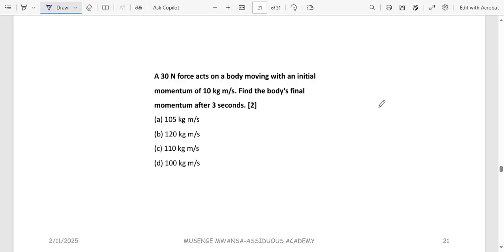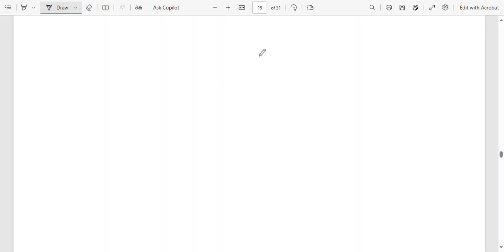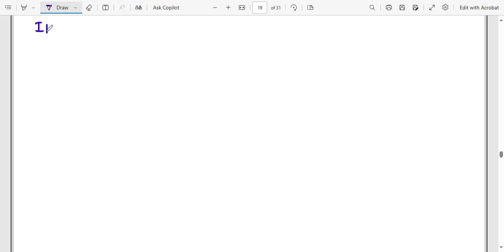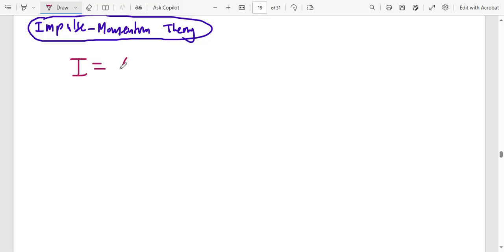A 30 Newton force acts on a body moving with initial momentum of, find the body's final momentum. Now, just one last concept that I should talk about for you to be able to answer that. We have got what we call the impulse momentum theory. The impulse momentum theory just tells that the impulse is equal to change in momentum. Now, impulse is given by force multiplied by change in time. And that is equal to change in momentum, which means final momentum minus initial momentum.